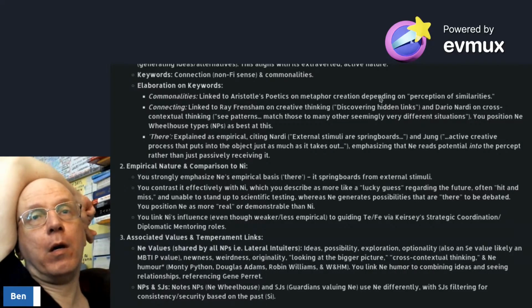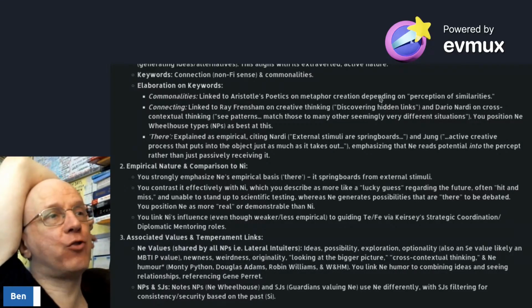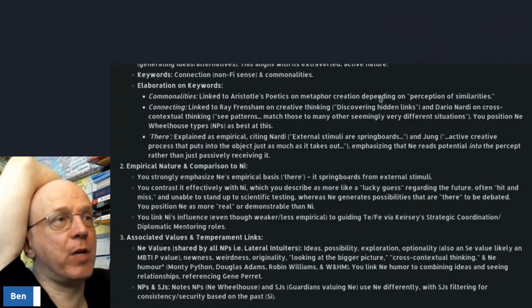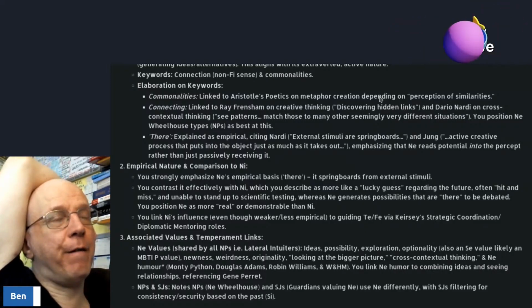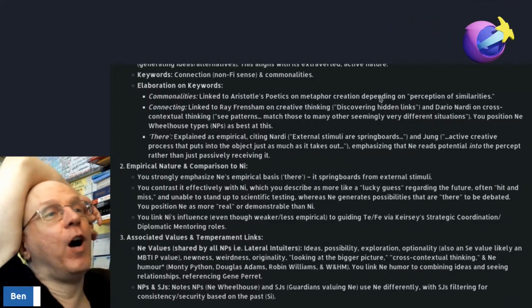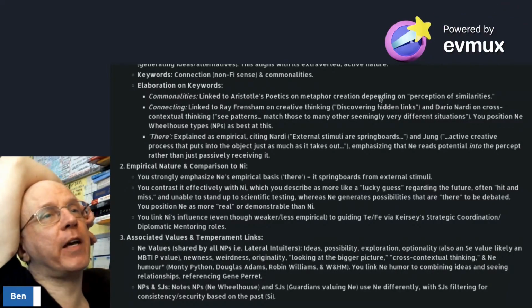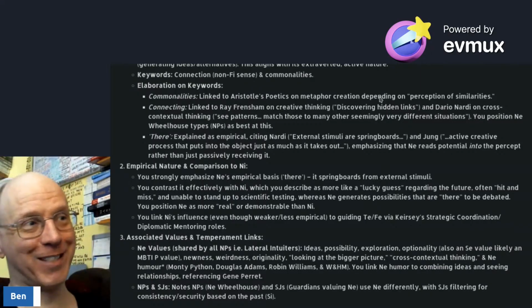So, empirical nature and comparison to NI. You strongly emphasize that NE's empirical basis springboards from external stimuli. You contrast it effectively with NI, thank you, which you describe as more like a lucky guess regarding the future. Often hit and miss. Because this is the thing, it's like trying to prove it.